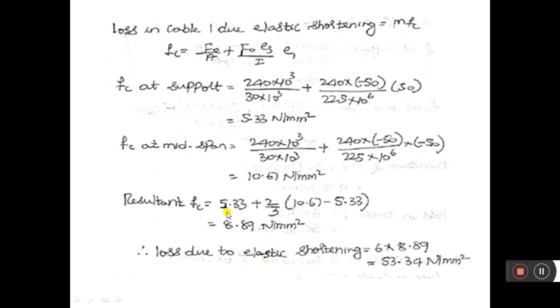So resultant Fc is Fc2 plus 2 by 3 into (Fc1 minus Fc2). You will get 8.89 Newton per mm square. Therefore, loss due to elastic shortening in the first cable when cable 3 is pulled is 6 into 8.89, that is m into Fc, which gives 53.34 Newton per mm square.